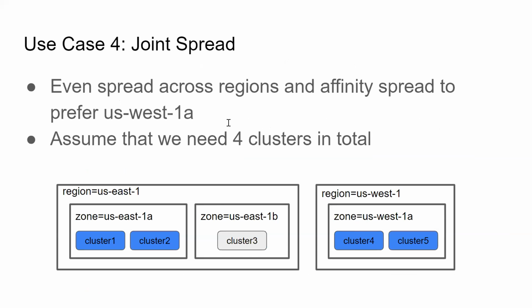Use case 4 is about joint spread. If a topology structure contains multiple topology keys, we want the rules on them to work independently and jointly. For example, if we want even spread across the 2 regions, then prefer zone US West 1A, the placement decision may look like this.